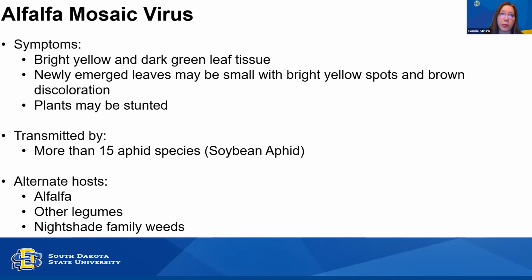With soybean mosaic virus, it looks the same with some of that discoloration. Anyhow, it's transmitted by more than 15 different aphid species. Primarily here in South Dakota, it is the soybean aphid. The alternate host with viruses can be alfalfa, other legumes, and then tends to be that nightshade family of weeds is where you could find the virus here.